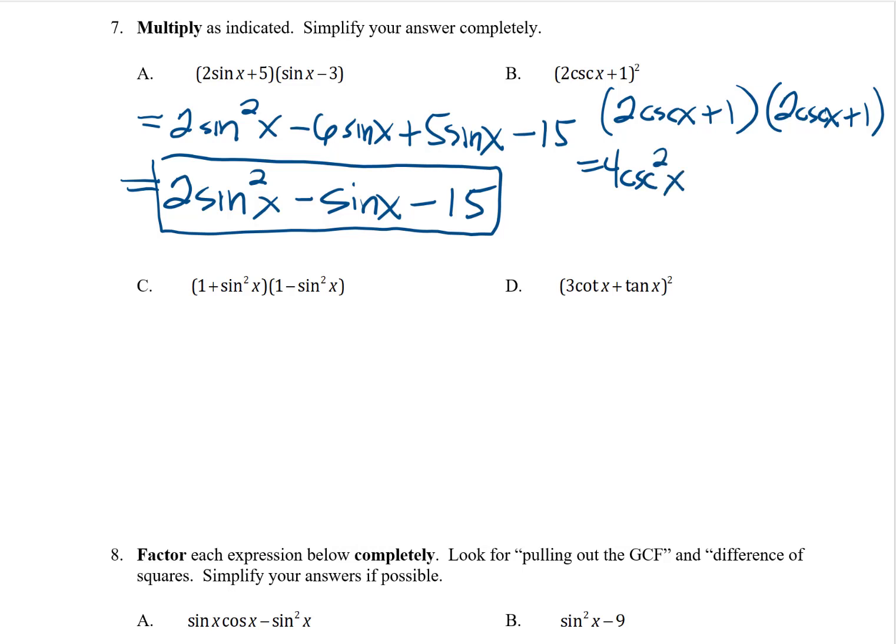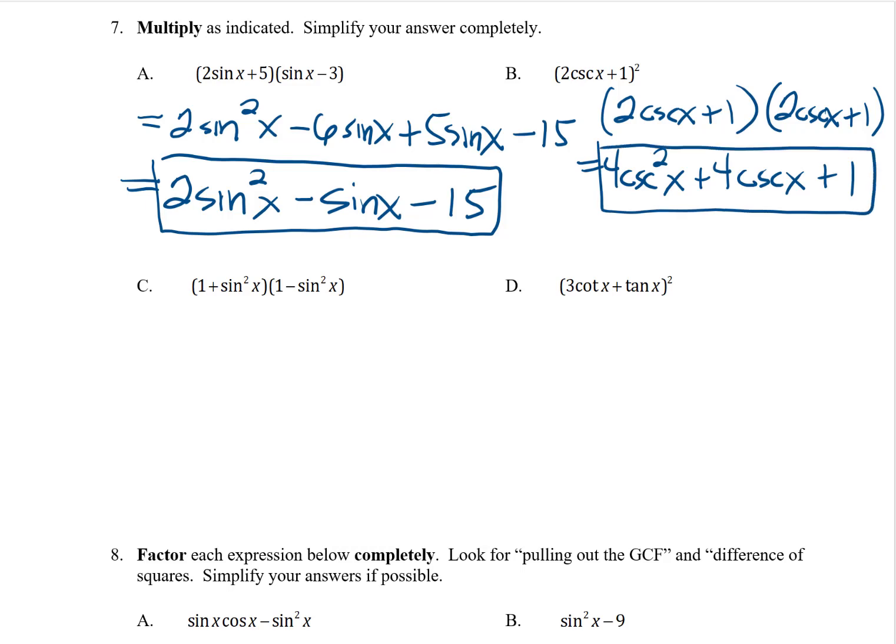Looks like the inner and the outer are going to be the same thing. I'm going to get a plus 2 cosecant x in each case, so when I add those together, that'll make 4 cosecant x's. And then plus 1 at the end. And again, no like terms, so I'm finished.